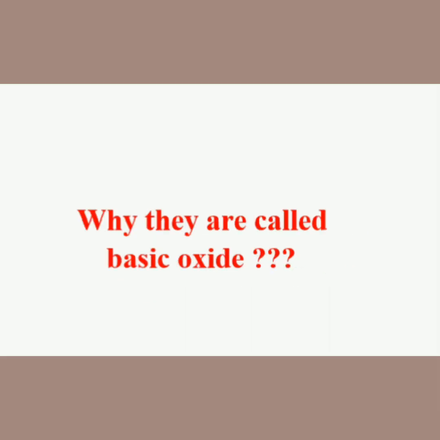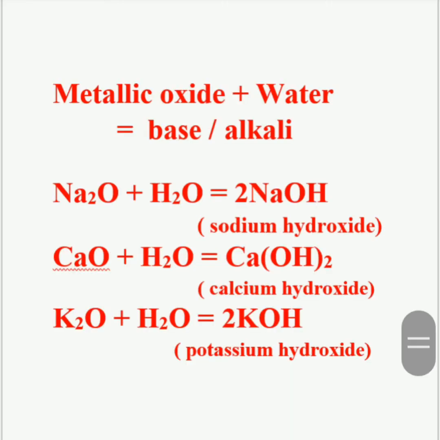Then again the question strikes the mind: why are they called basic oxides? Well, it is found that the aqueous solutions of these basic oxides are alkaline in property. For example, the aqueous solution of sodium oxide is sodium hydroxide, an alkali, that of calcium oxide is calcium hydroxide, and that of potassium oxide is potassium hydroxide. All are alkalis. Thus the name holds good in this case also.